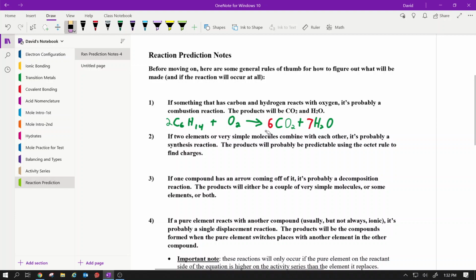Let me erase these so that we can... Let's see, 2 times 6 is 12. And then 2 times 14 is 28. So 14. And then 2 times 12 is 24 plus 14. Oh my gosh, carry the 1. 36.